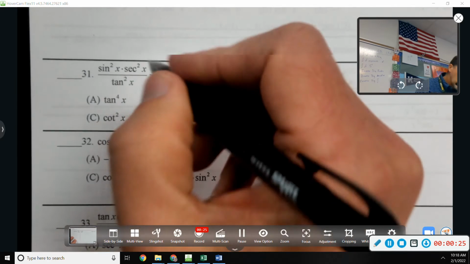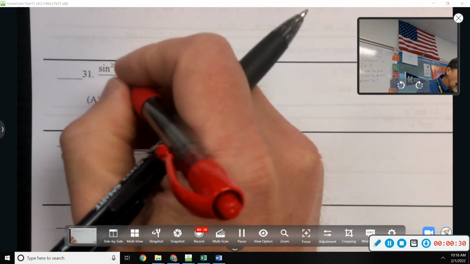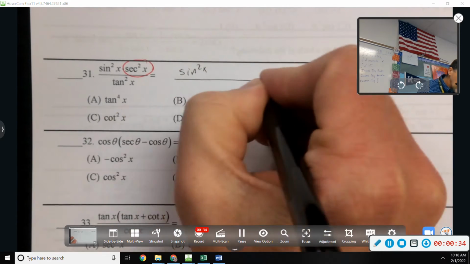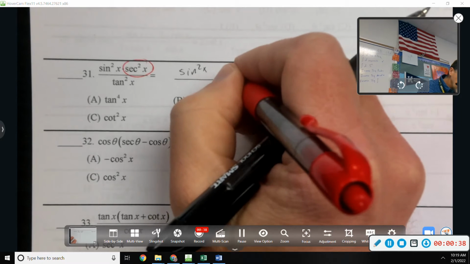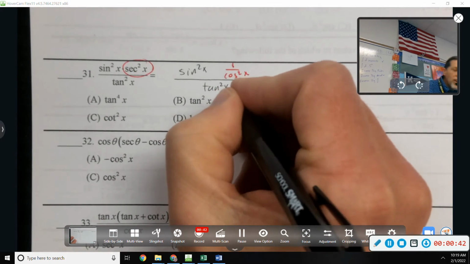So I think, you know what? I think the first thing I'll fix is the secant squared. So sine squared times 1 over cosine squared. And I think I'm going to leave tangent there.